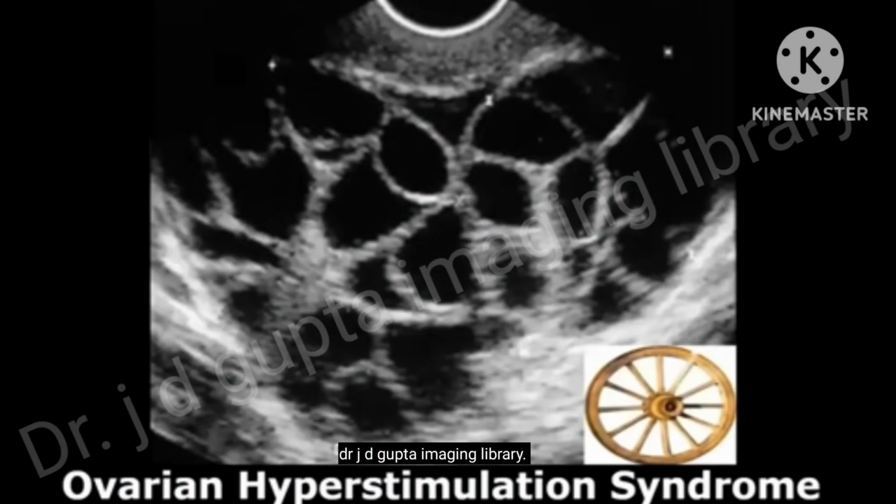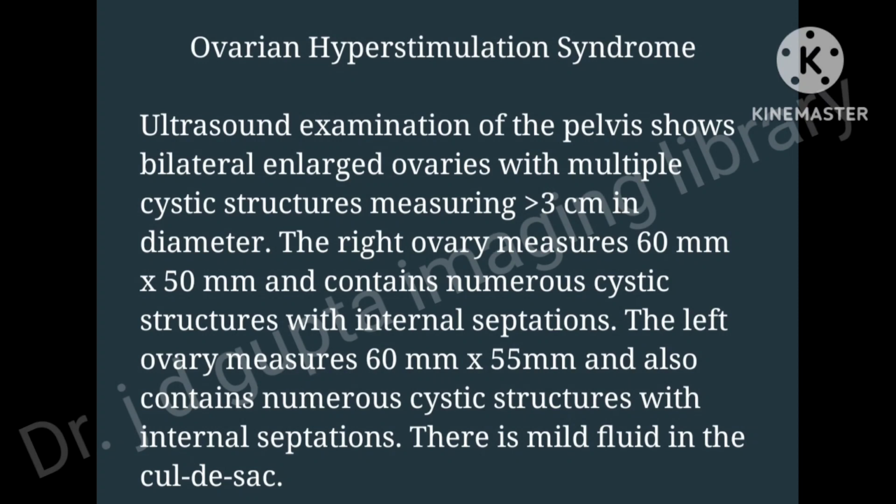Next one talks about ovarian hyperstimulation syndrome. Ultrasound examination of the pelvis shows bilateral enlarged ovaries with multiple cystic structures measuring greater than 3 cm in diameter. The right ovary measures 60 mm by 50 mm and contains numerous cystic structures with internal septations. The left ovary measures 60 mm by 55 mm and also contains numerous cystic structures with internal septations. There is mild fluid in the cul-de-sac.